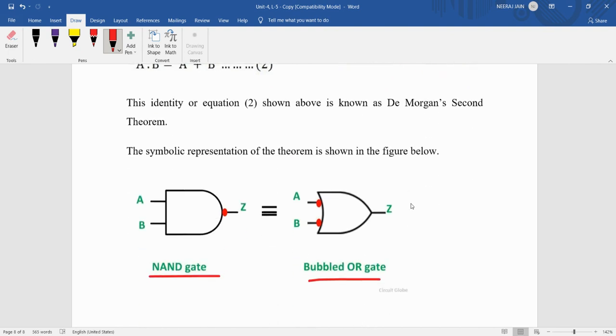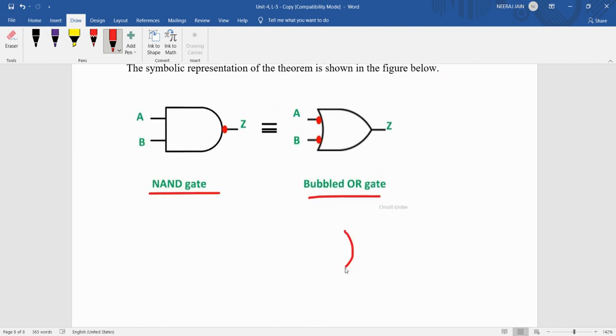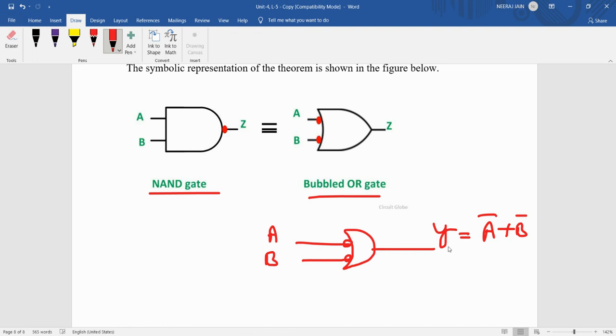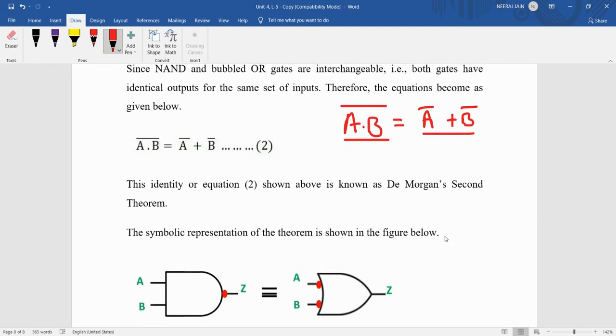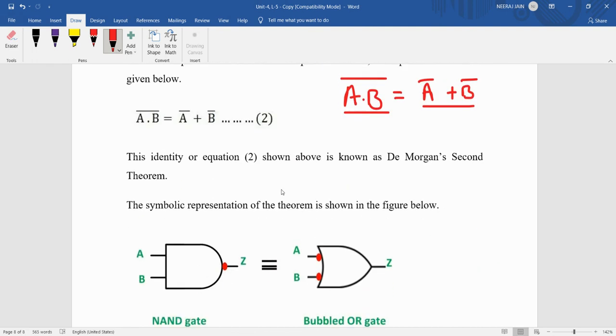It means there is an OR gate and there are two bubbles, then the output will be Y. If the inputs are A and B, then Y is equal to A bar plus B bar. So in this way, these are the two De Morgan theorems.